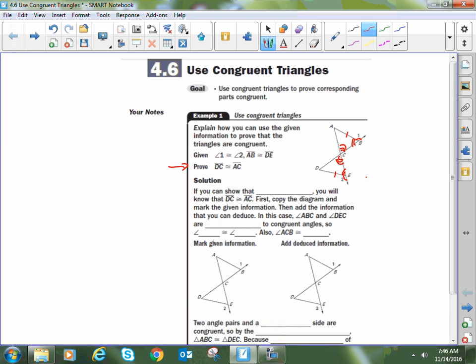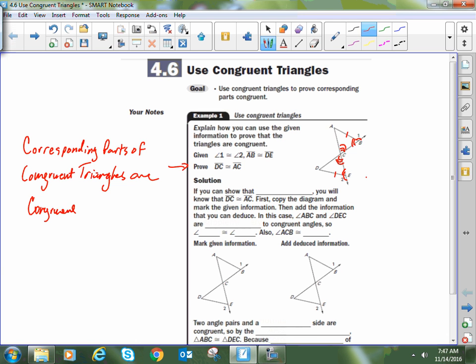Now let me explain what we're looking at here. We want to say, what is the reason why we would say that? So here is the reason, and it's a bit of a long one: corresponding parts of congruent triangles are congruent. That is a relatively long reason if you were trying to write it out as a paragraph proof or as a two-column proof.